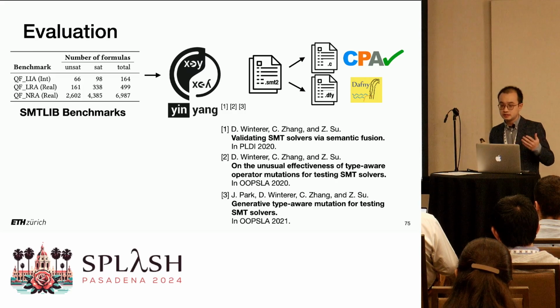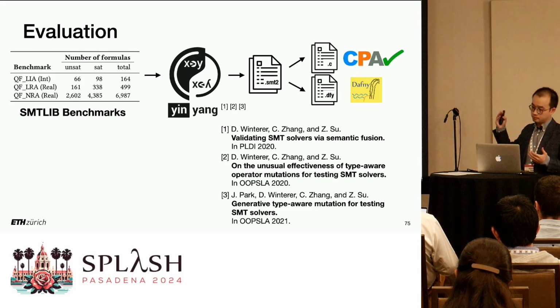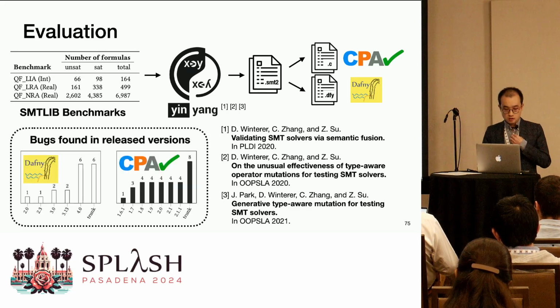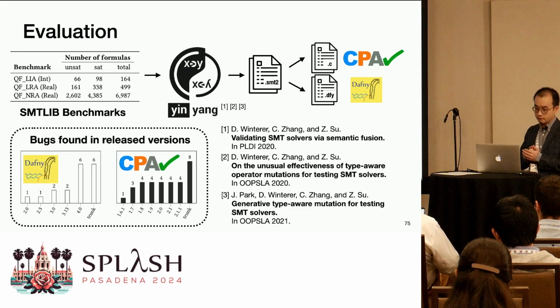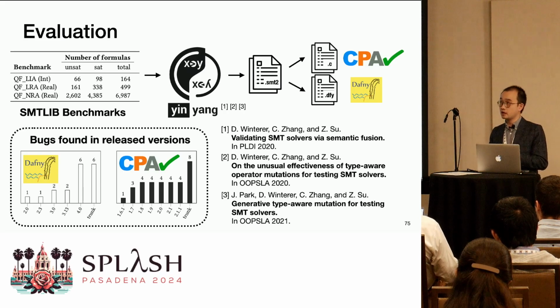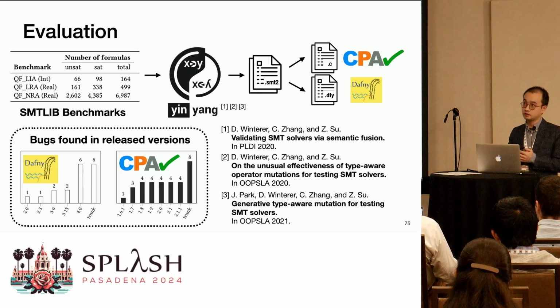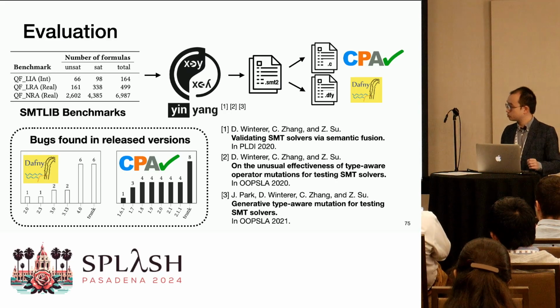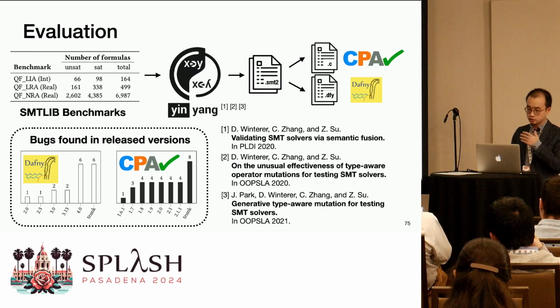Then we can use these formulas to transform into programs and validate the implementations of CPAchecker and Dafny. As a result, we found 6 bugs in Dafny and 8 bugs in CPAchecker, and most of them are very critical soundness bugs, which I will show later. Some of them are historical bugs in historical versions and have been there for quite a long time.